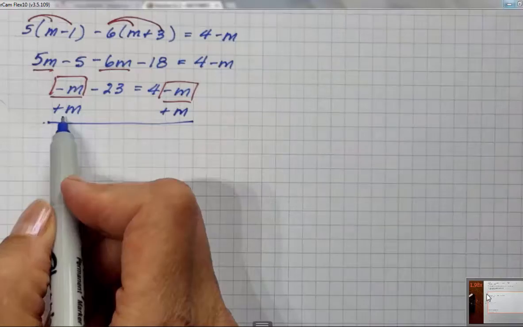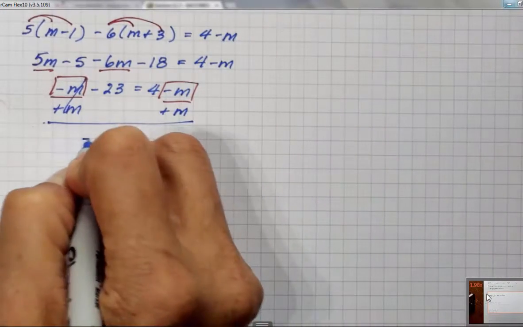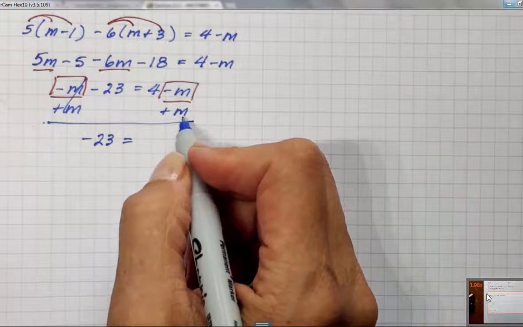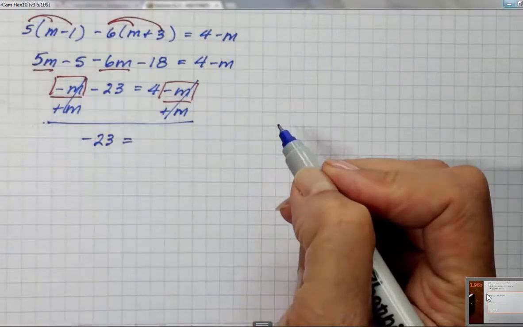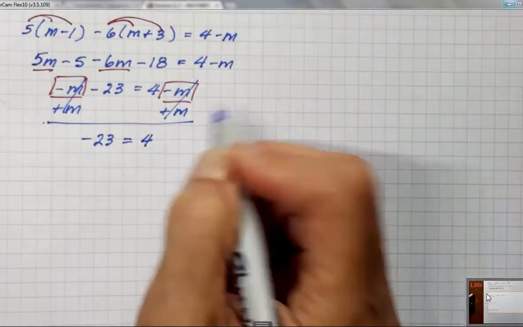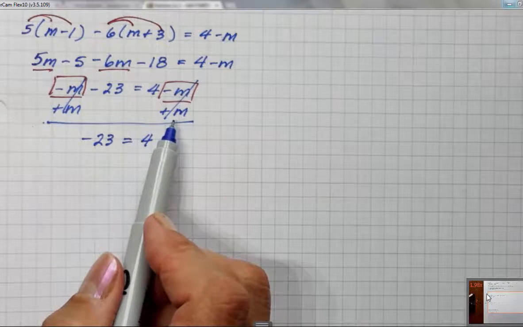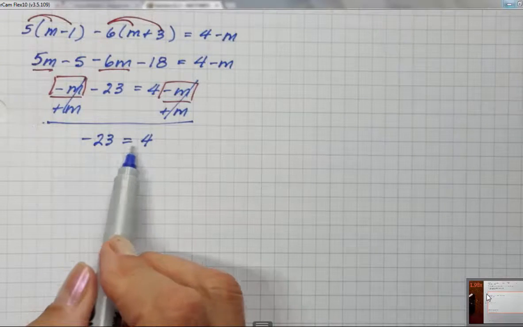And when I add m to the left side, they cancel out, and I'm left over with -23. When I add it to the right side, look what happens. The same thing. They cancel out, and I'm left over with 4. So what ended up happening was my variables disappeared, and I'm no longer around. And then I have a statement where -23 equals 4.